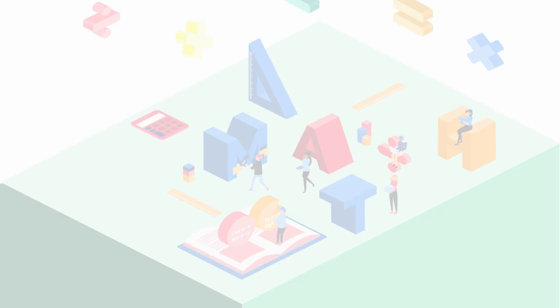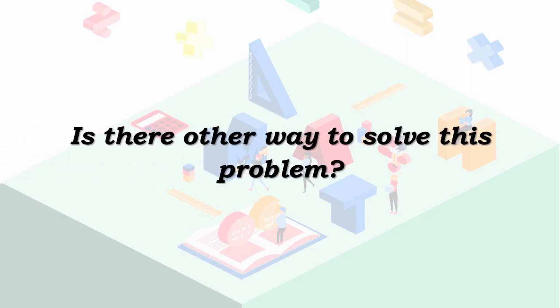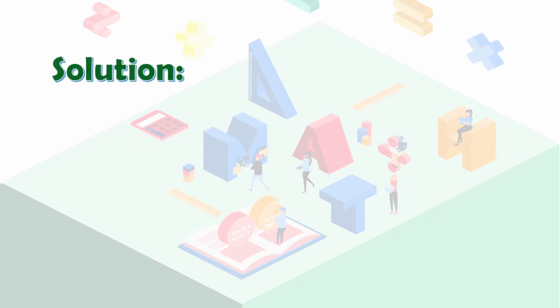Aside from listing, is there other way to solve this problem? Of course, there is another way. That is to observe pattern of choices in each position. This way, we are determining the possible outcomes.